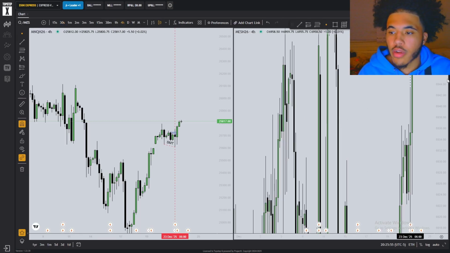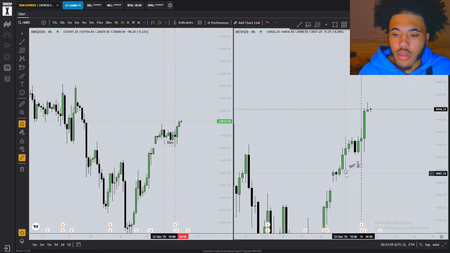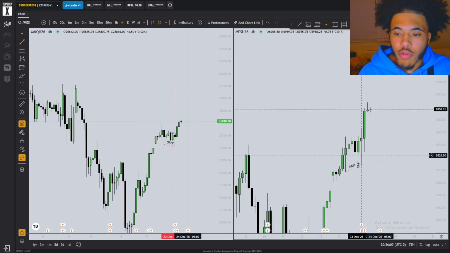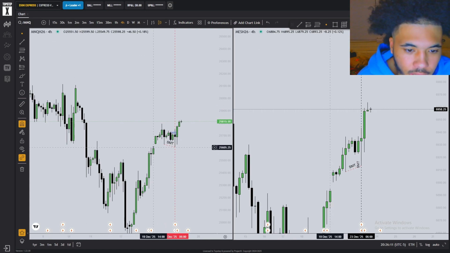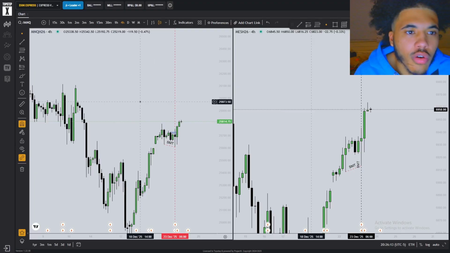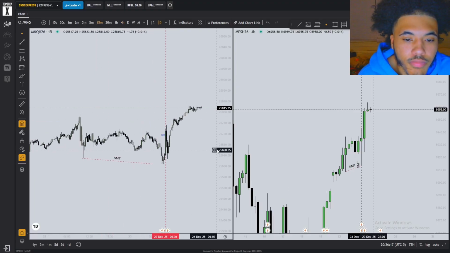Look on the 4-hour here. Look on the 4-hour on ES. I wish I could just point to this to show y'all. So bullish SMT, and we're inside of this gap right there. So I'm gonna jump to the 15-minute just to give y'all my bias.